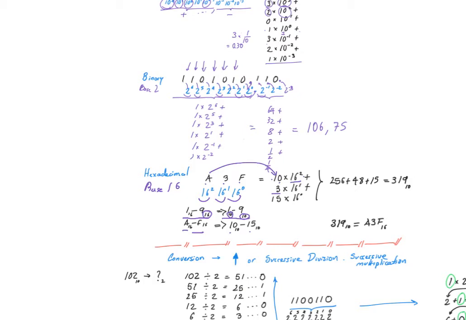So this is 10, A is 10, sorry, 10 times 16 to the power of 2, then 3 times 16 to the power of 1, and then this is F, which is 15, 15 times 16 to the power of 0, which is 1. So that's going to be our number, right? So A3F is 319 base 10. So that means that 319 in base 10 is equivalent to A3F in base 16, right?